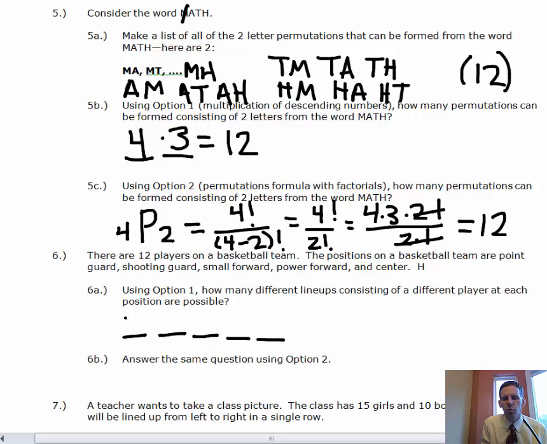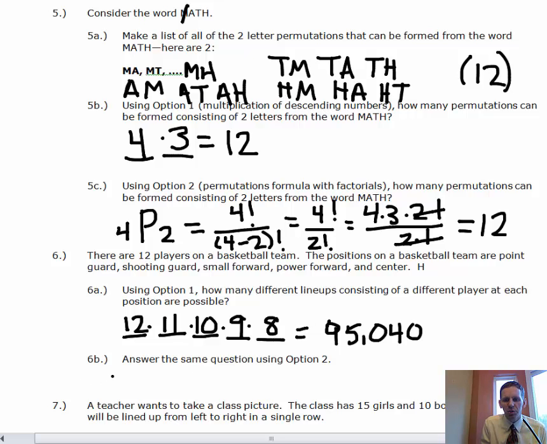You have 12 options for the point guard, and if you choose one, that leaves you with 11 players left to play shooting guard. If you choose one of them, you have 10 players left to play small forward. If you pick one of them, there are 9 players left for power forward. And if you pick one of them, there are 8 players left you could choose from to play center. Multiplying these numbers together gives you 95,040, and that's the number of different lineups, which is quite a bit.